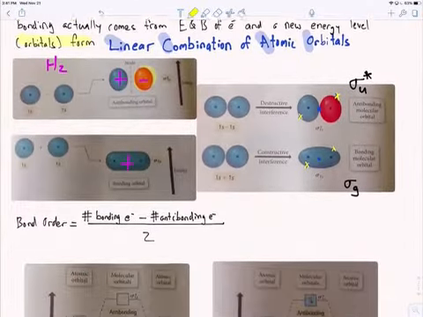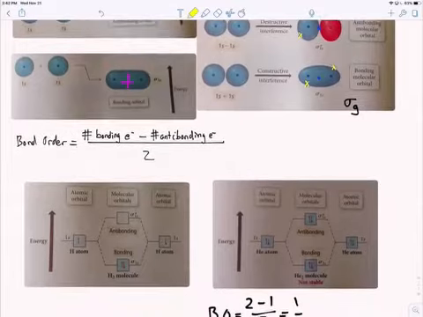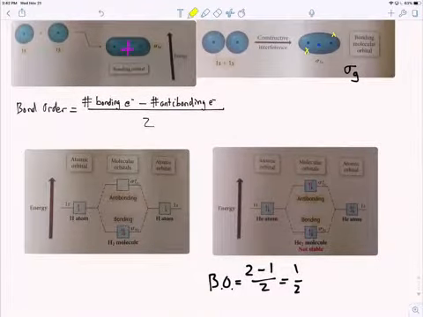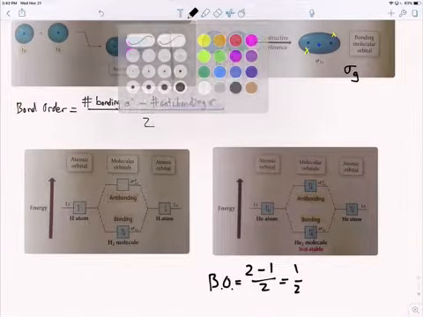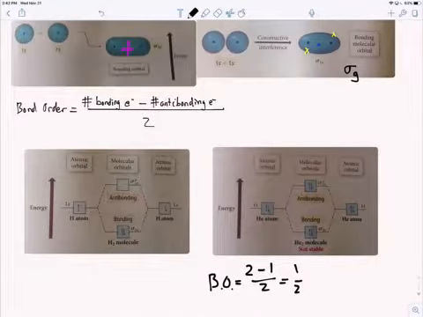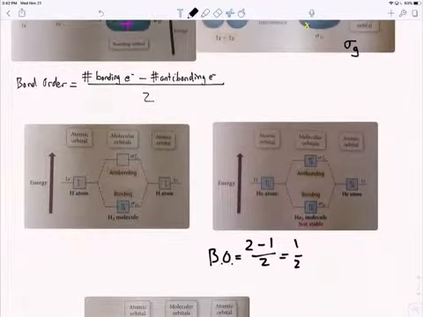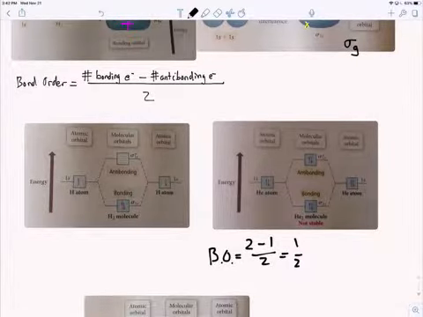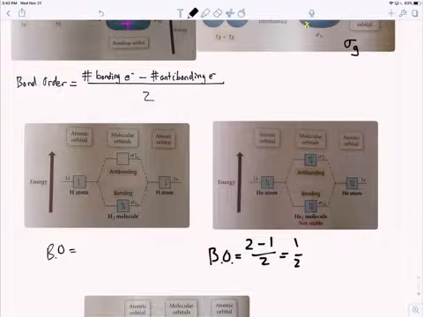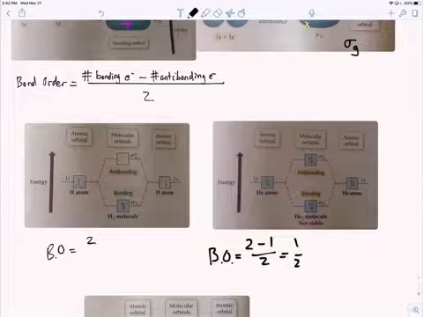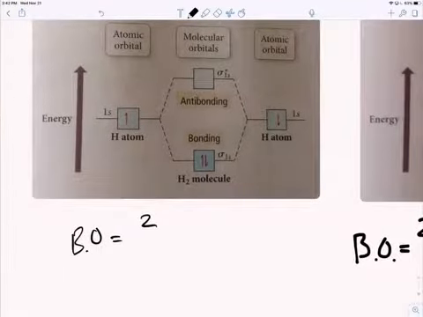Okay, and then bond order. Bond order, BO, in chemistry class is the number of bonding electrons minus the number of anti-bonding electrons, divided by 2. So for hydrogen, the bond order for the hydrogen atom, this is 2 bonding. So, okay, let me zoom in on this chart.